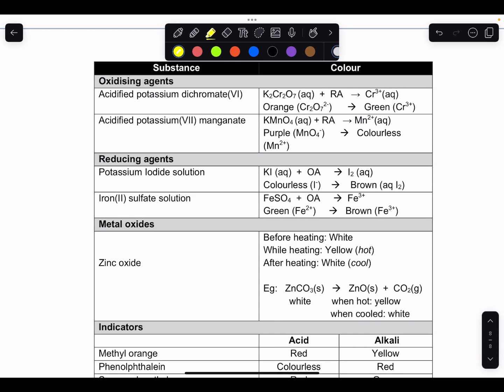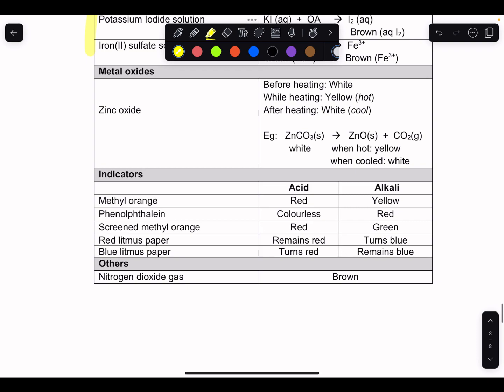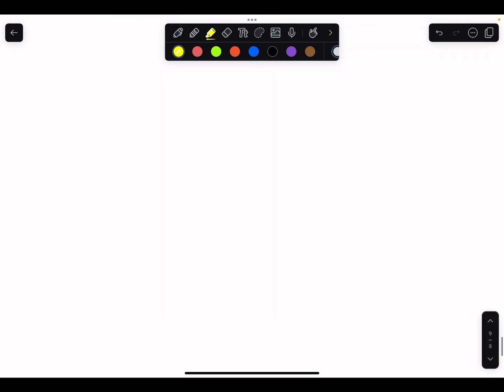What else? Oxidizing and reducing agents, we'll cover this during redox. Yeah, so that's about it.